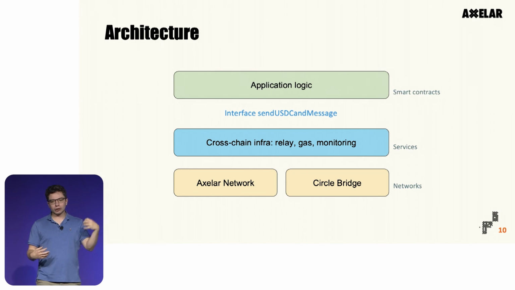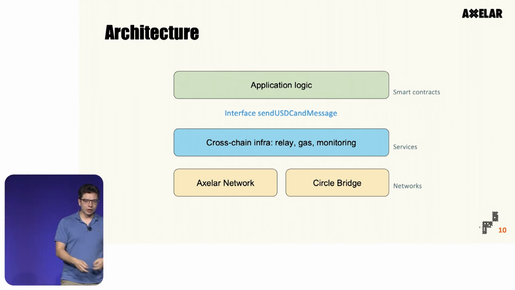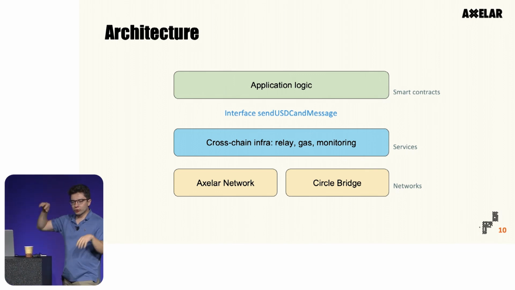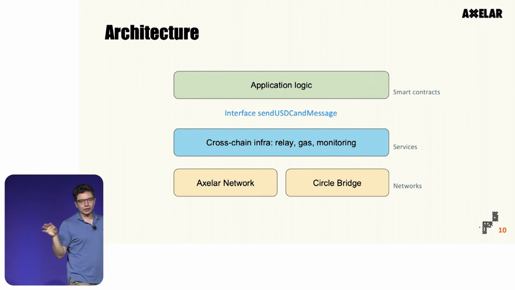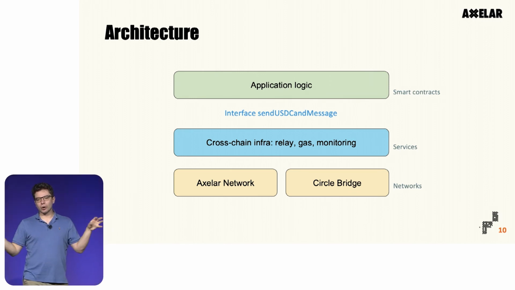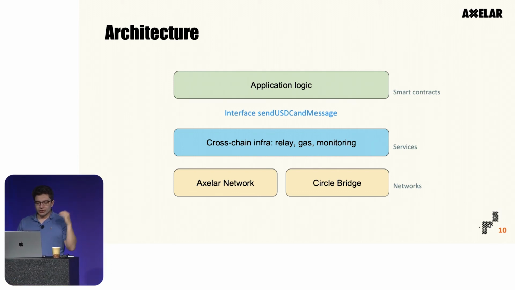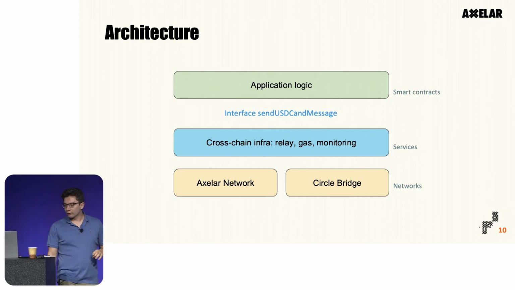So maybe one contract locked some funds from the user, another contract is responsible for rewards, another contract is responsible for swaps. In the same way, you can design your application to have multiple contracts, but now these contracts can live on different chains and they can talk to one another through the Axelar underlying infrastructure and general message passing. So that's one.